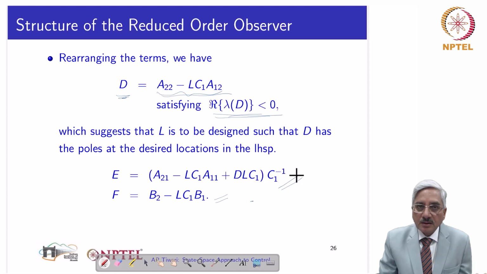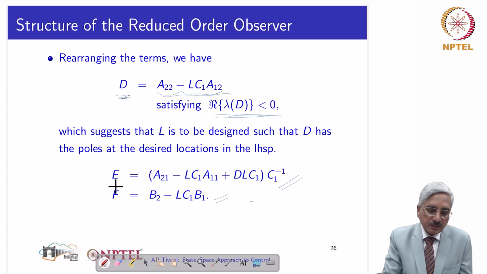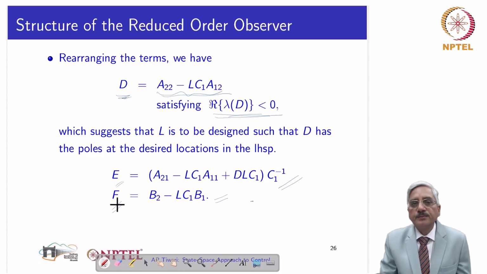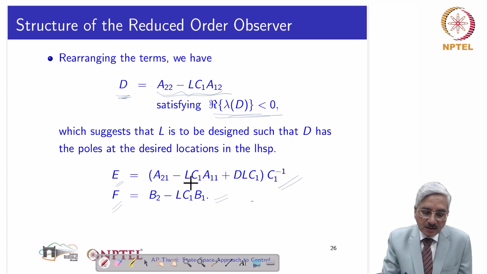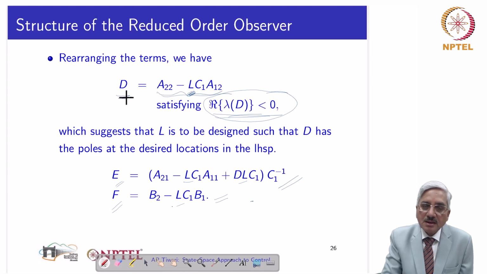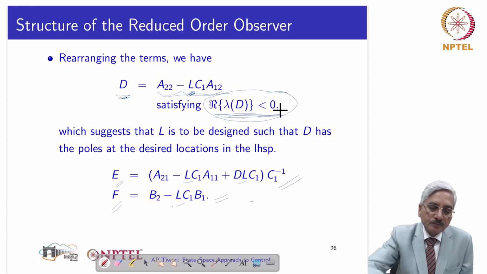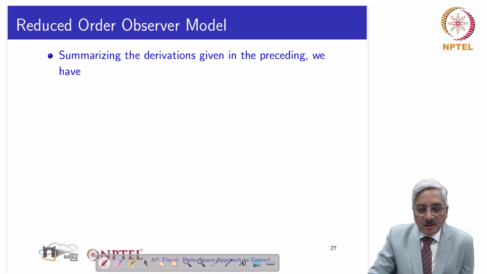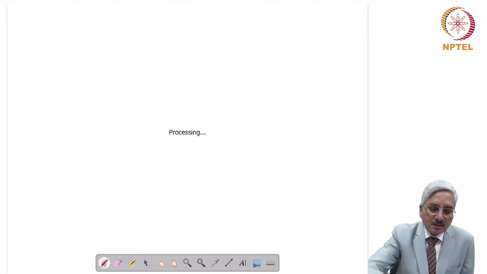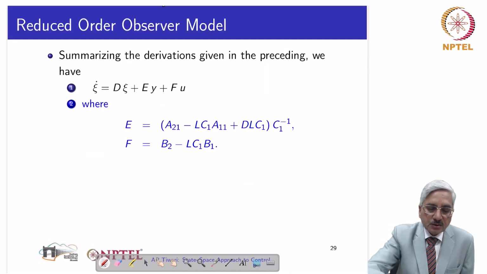So we get all the three equations: equation for D, equation for E, and equation for F. And in all these, still L is unknown. L is not known. So L will come when we use this property. So we have to determine an L in this D such that this condition is satisfied. And this is similar to a full placement design. Let us see with all the equations together.